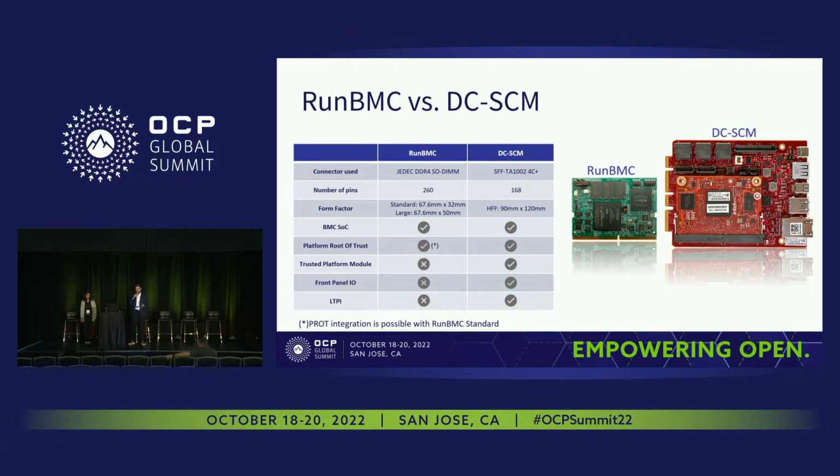If you look at the RunBMC, and this is the question we often get, what's the difference between the RunBMC and DC-SCM? So pretty much the RunBMC is the BMC SoC on a SODIMM module. That's what it is, nothing more than that. So it's a BMC with all the necessary components that you need to make this BMC SoC run, while the DC-SCM is exactly the same, plus some additional capabilities like I/O, root of trust solution, the flash devices, and TPM, of course.